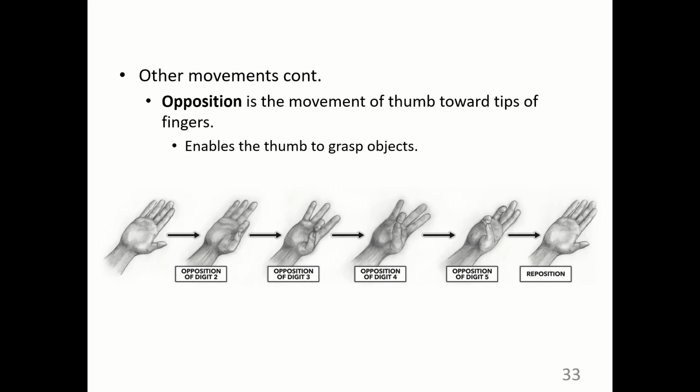Opposition is the movement of the thumb towards the tips of the fingers. So when you can touch your thumb to your pinky, that is opposition. And of course, you can do all the other digits: the pointer or index finger, digit 2, the middle finger, digit 3, the ring finger, digit 4, and your pinky, digit 5. Reposition is when you go back to anatomic position. This is what enables us to grasp objects. This was hugely important in our success as humans, to be able to stand upright on 2 legs and grab things. And of course, our big old brains.